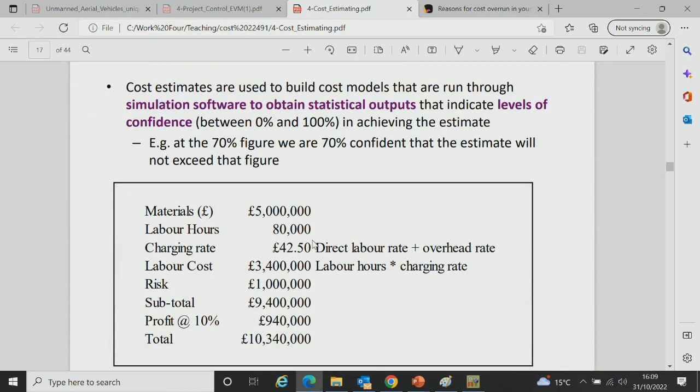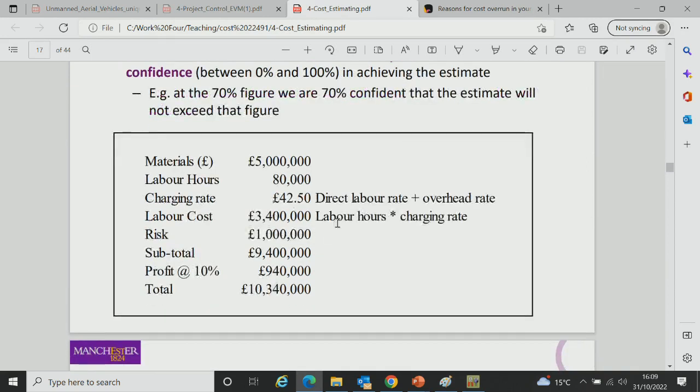So you also have, you can develop cost models, and a classic cost model is the parametric cost model. So here's an example of a simple cost breakdown of, let's say, the materials cost this much, the labor hours are so much. Then we have a charging rate, which is the direct labor rate plus the overhead. And then we calculate the labor cost via the labor hours here times the charging rate, which tends to be this direct labor plus overhead, like so.